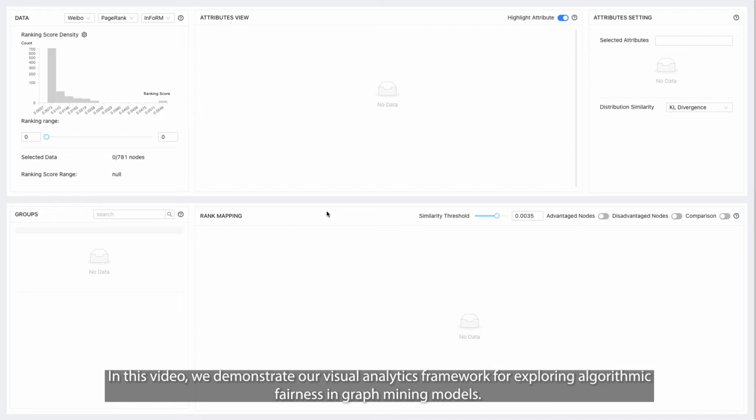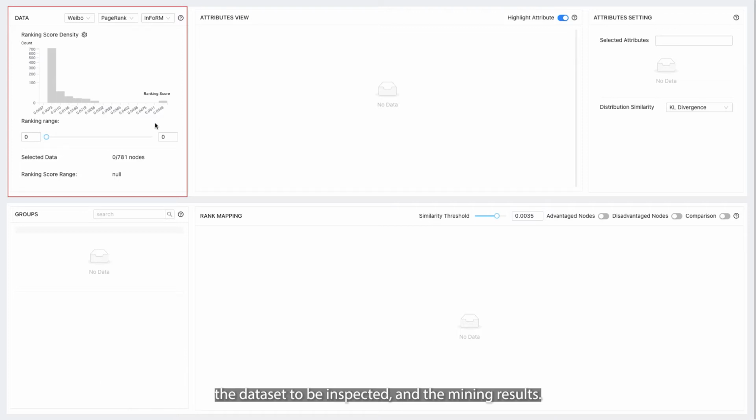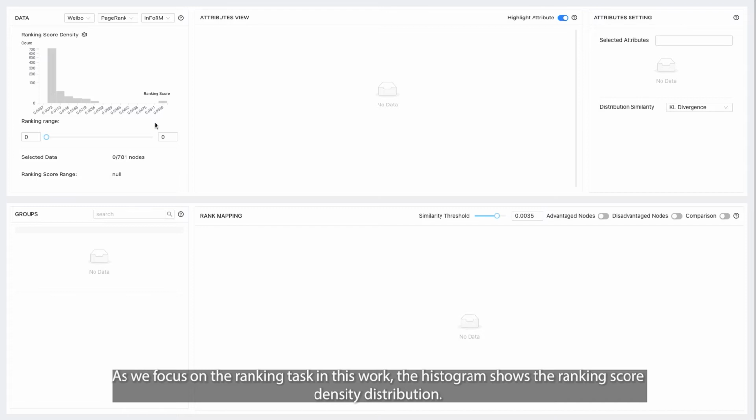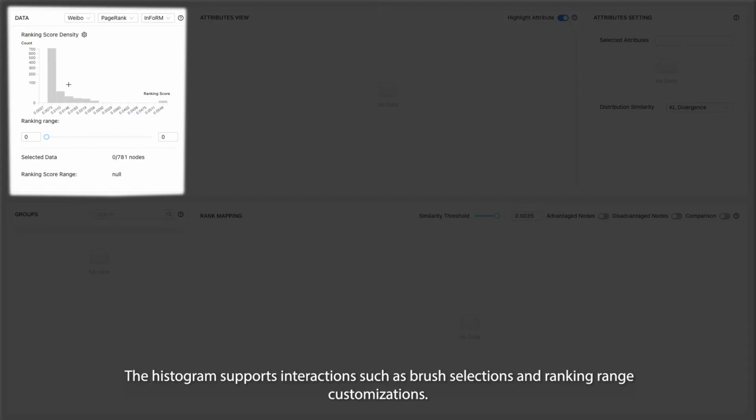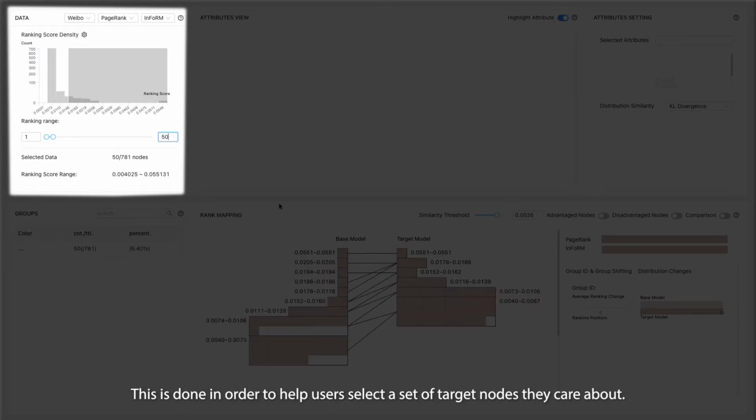In this video, we demonstrate our visual analytics framework for exploring algorithmic fairness in graph mining models. After opening the system, the panel on the top left shows the information of the graph mining model, the dataset to be inspected, and the mining results. As we focus on the ranking task in this work, the histogram shows the ranking score density distribution. The histogram supports interactions such as brush selections and ranking range customizations. This is done in order to help users select a set of target nodes they care about.